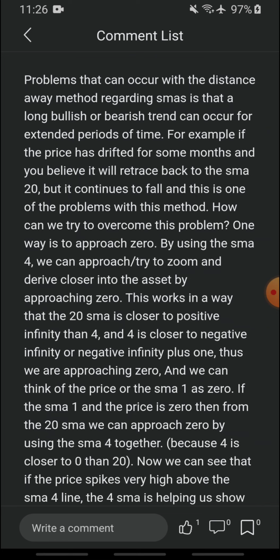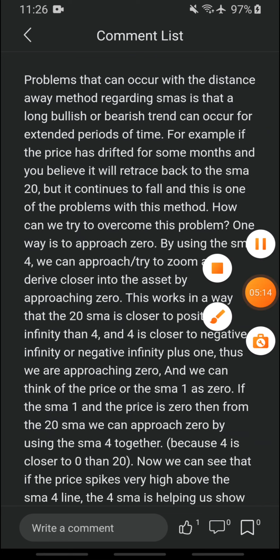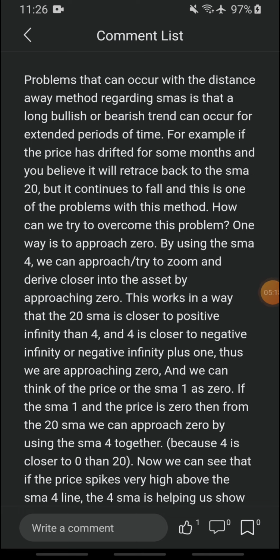Then there are some problems that can occur with the distance away method. The problem is that you can sometimes get stuck in a long bullish or bearish trend for extended periods of time. You think it's this far away, so it's going to retrace back to the line, but it continues down for a while.